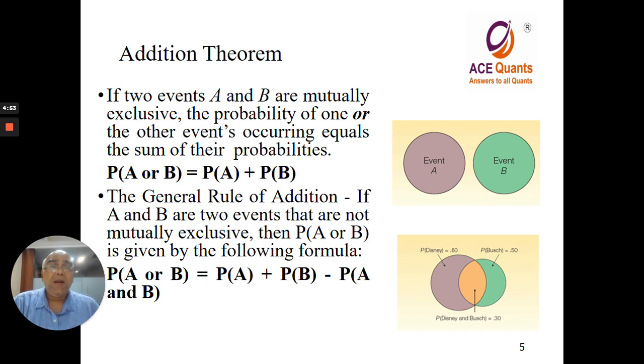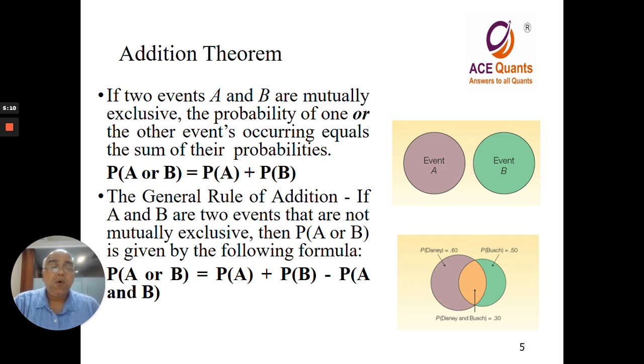So now, probability of A or B. Remember, addition theorem will be OR. The notation is going to be union. So probability of A union B, or probability of A or B, is simply going to be probability of A plus probability of B.